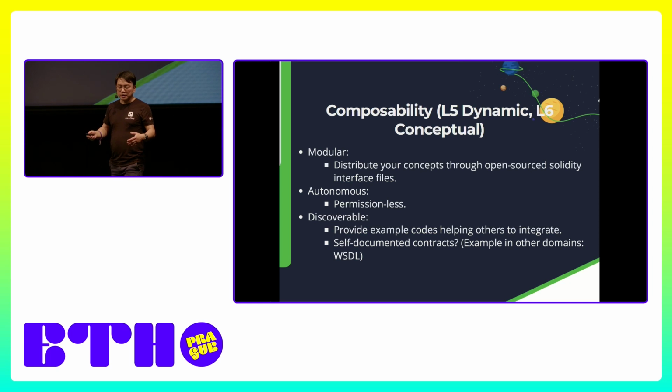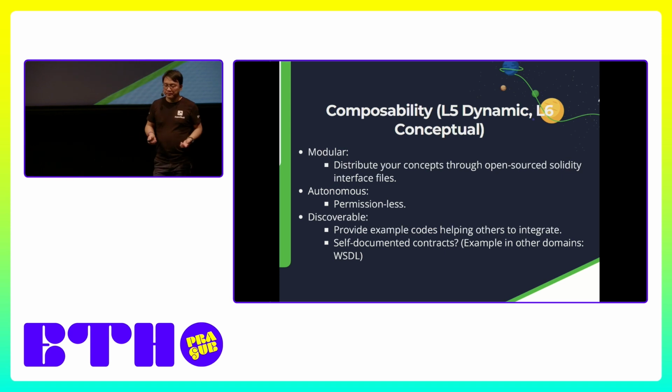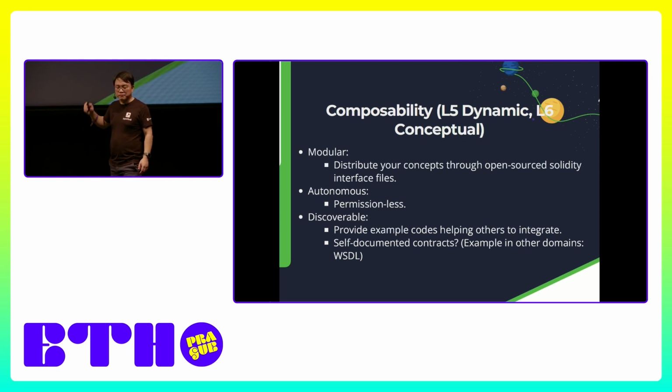Distribute your code through open source, Etherscan verified source code, then people can start to compose with your contracts. And better to be autonomous, also permissionless, so that other people don't need your permission to interact with your system. And discoverable, right? Providing example code is just the basic way of making it discoverable, but maybe we can also borrow something from the Web 3.0, the one before. Like, what if we can self-document the contracts and then they can be discovered automatically by other contracts to do the interaction, right? So it's just a suggestion. Maybe we can think more about it.